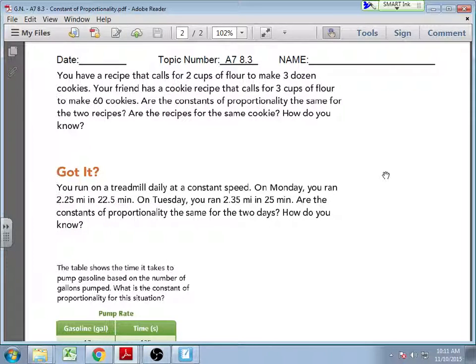Easy thing to do is bigger number divided by your smaller number. 12. So how many cookies does that really make? 36. So you could say cookies per cup of flour. And here you have 60 cookies from 3 cups. So again, you could say cookies per cup of flour.